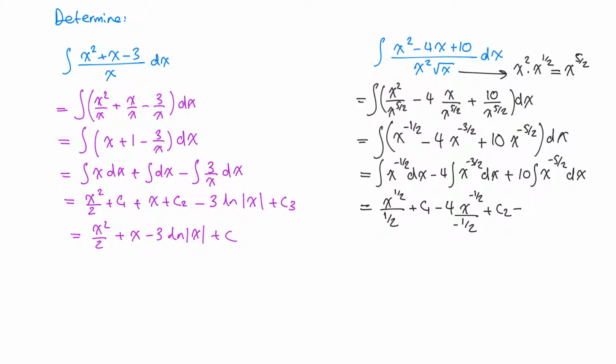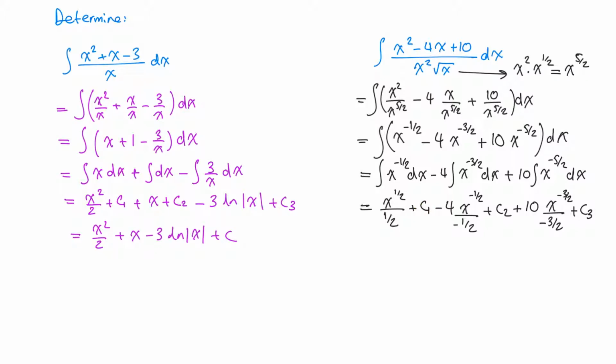And finally I get plus 10 x to the negative 5 over 2 plus 1, which is negative 3 over 2. I have to divide that by negative 3 over 2 and add my final constant. Let's simplify a little bit. So here I have 1 over 2, the 2 moves up here, the 1 is just in the denominator, so I will leave it as is.